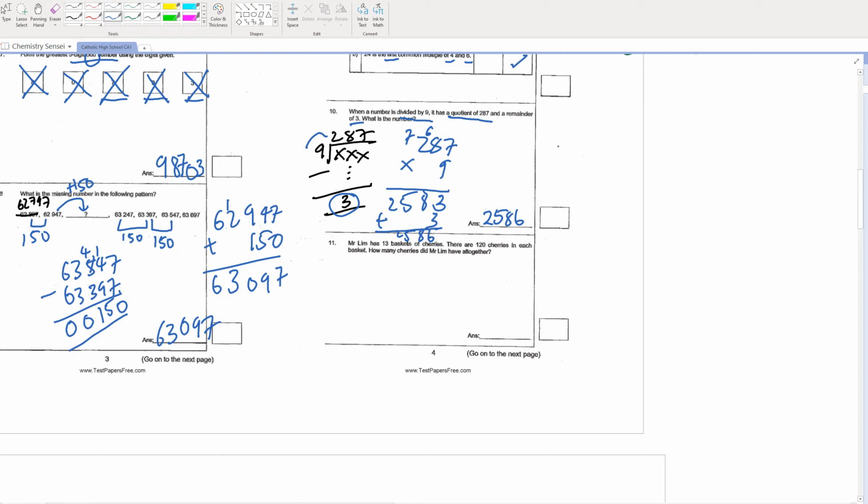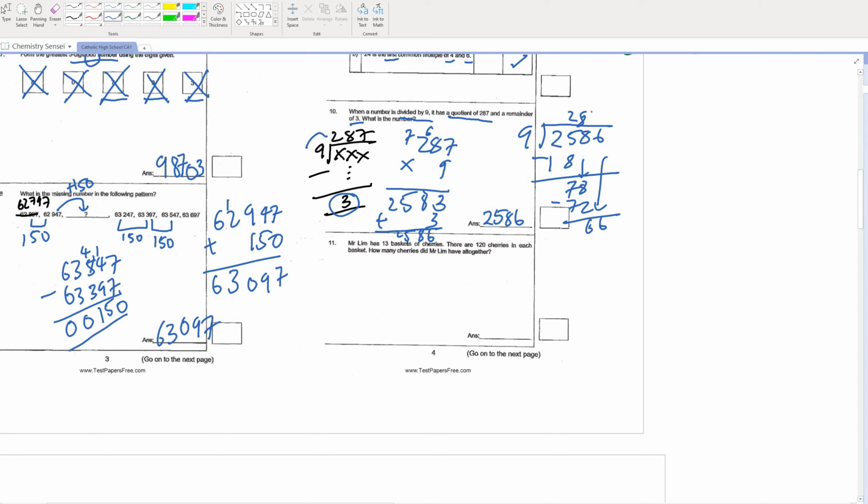If you do not believe me, you can do the reverse step. So we check. We take 2,586, we divide by 9. 2 cannot be divided by 9. So 9 times 2 we give 18. 25 minus 18 we have 7. Bring down the 8. So 9 times 8 will give us 72. 78 minus 72 is 6.